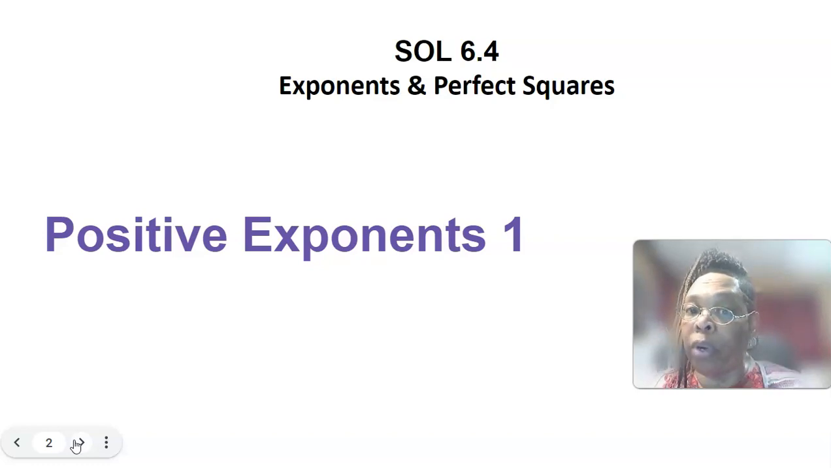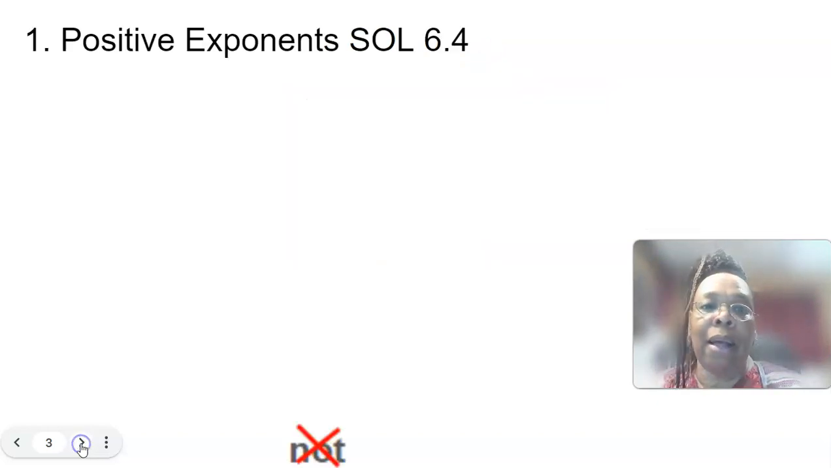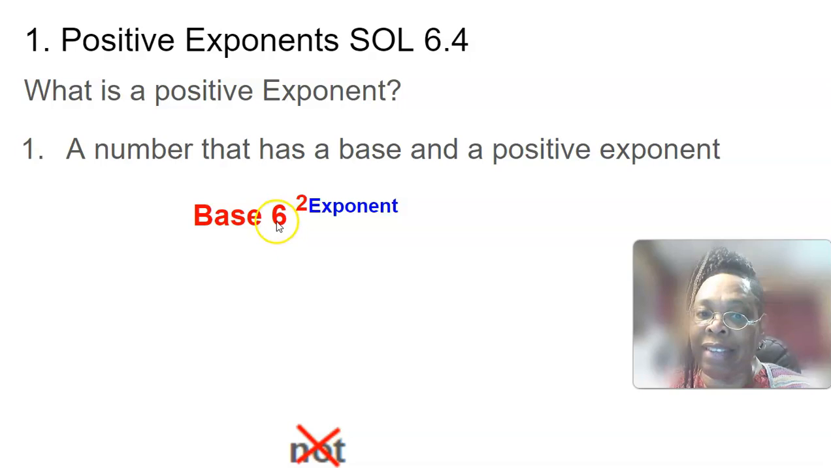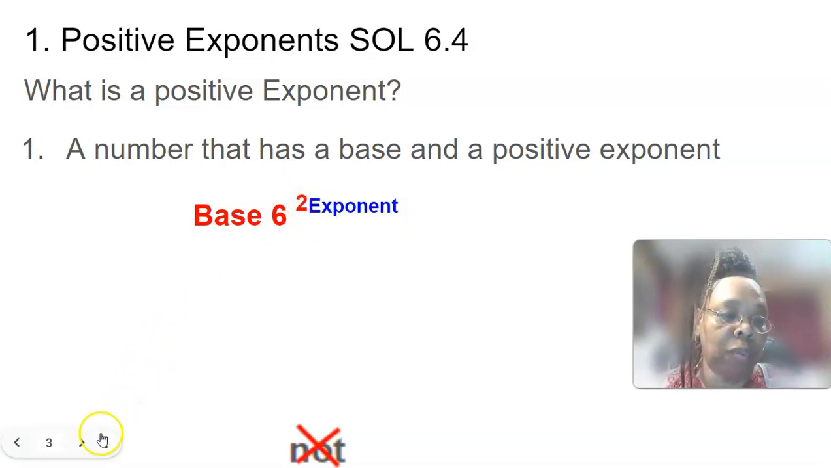SOL 6.4, exponents and perfect squares. Positive exponents. A positive exponent is a number that has a base and a positive exponent. Like 6 to the second power. The base is 6. The exponent, or the power, is 2.